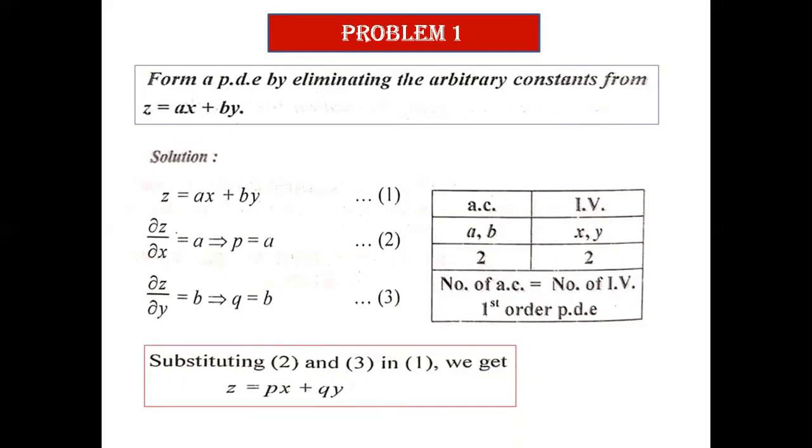That means the PDE after eliminating the arbitrary constants from Z equal to AX plus BY is Z equal to PX plus QY, eliminating A and B.